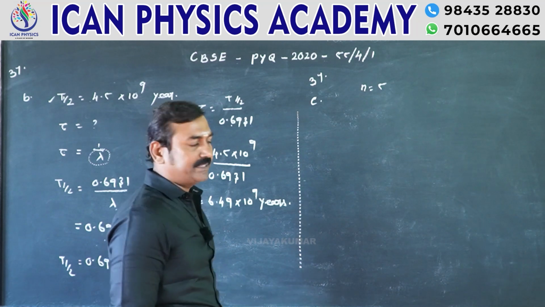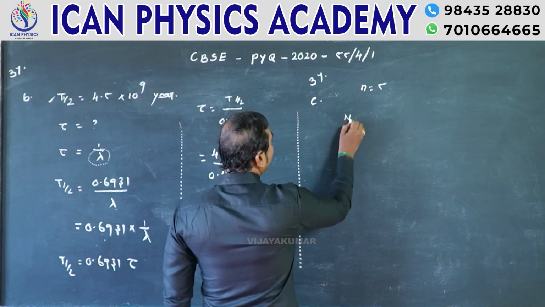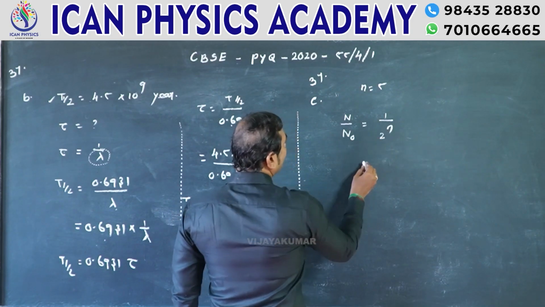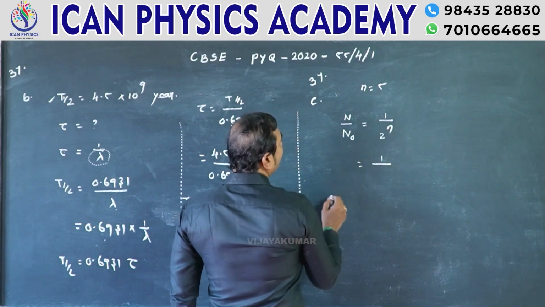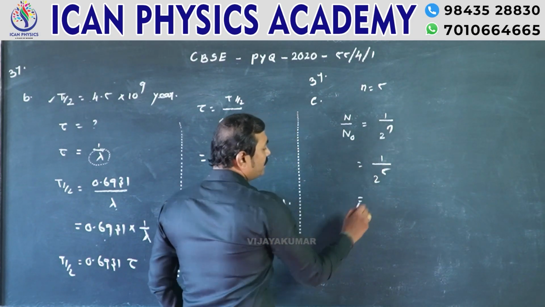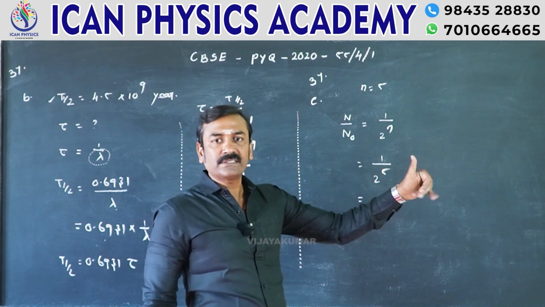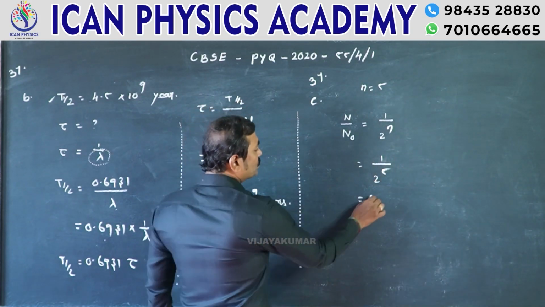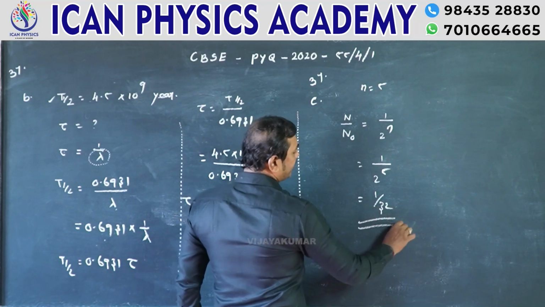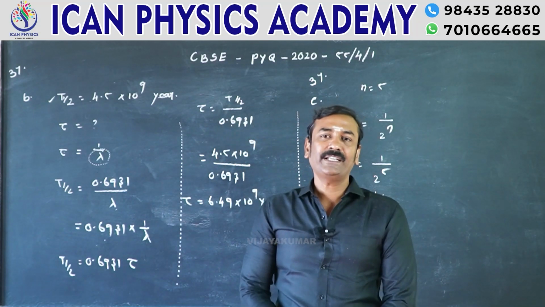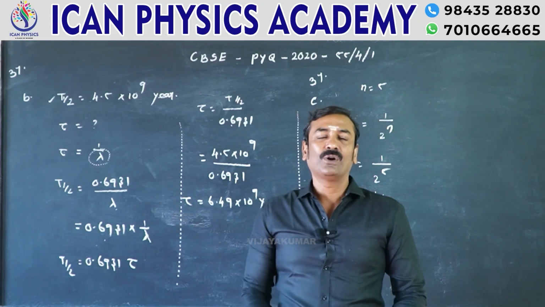What fraction is left? So what is the formula? N by n naught equals 1 by 2 power n. So 2 power 5: 2 twos are 4, 4 twos are 8, 8 twos are 16, 16 twos are 32. So 1 by 32 is the fraction. Okay, do you get it now? Do you have any doubts? No doubts.